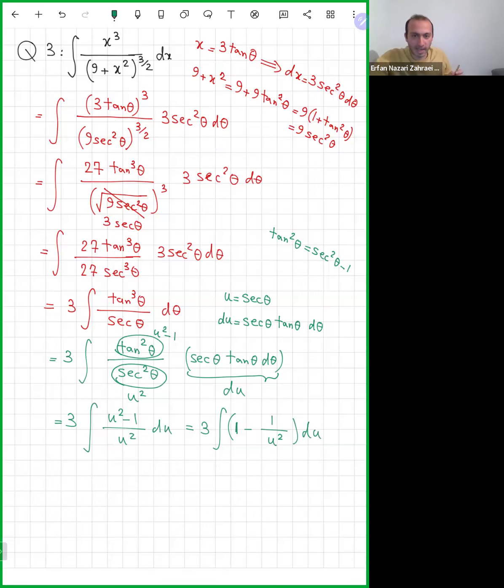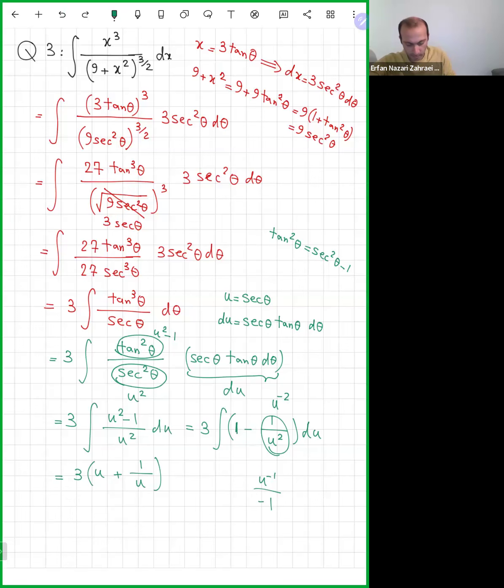Now I need to find the antiderivative of these two terms. The antiderivative of the first term is just u. The antiderivative of the second term, it's positive 1 over u. The derivative of 1 over u is negative 1 over u squared. If you like, you can consider this as a power term, u to the minus 2, and use the power rule: increase the exponent by 1, divide by the new exponent to find the antiderivative.